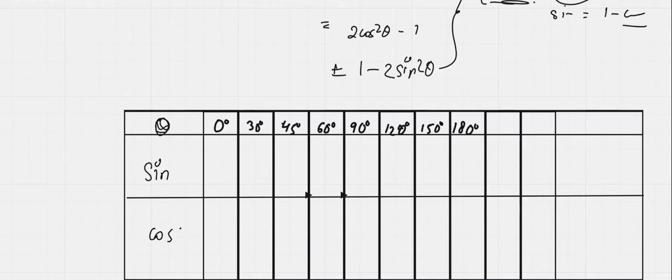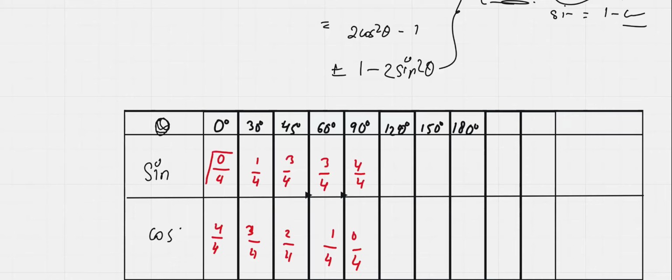So the first is sine. Sine 0 is 0 itself. And how can you write it? It's a simple thing. Start with 1 by 4. You have to do this only till 90, don't do it afterwards. From 0 to 4: 0, 1, 2, 3, 4. Then 4 to 1, 4 to 0. Put it under root. This is the value of your sine, whatever the theta is given.